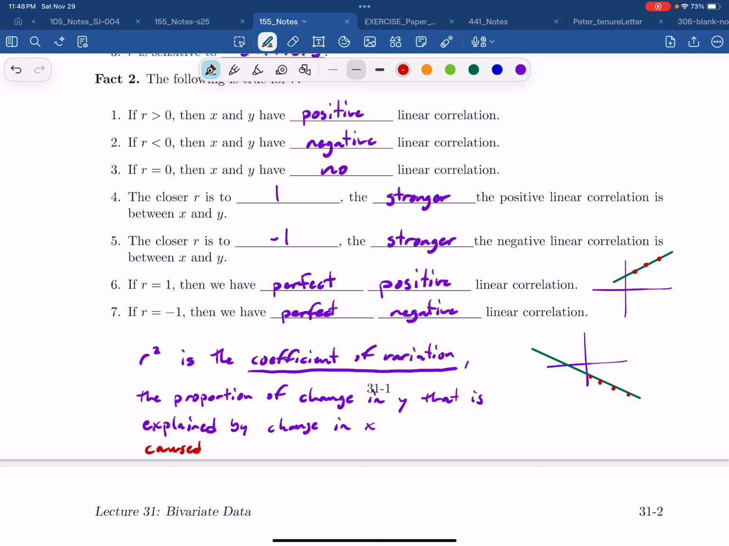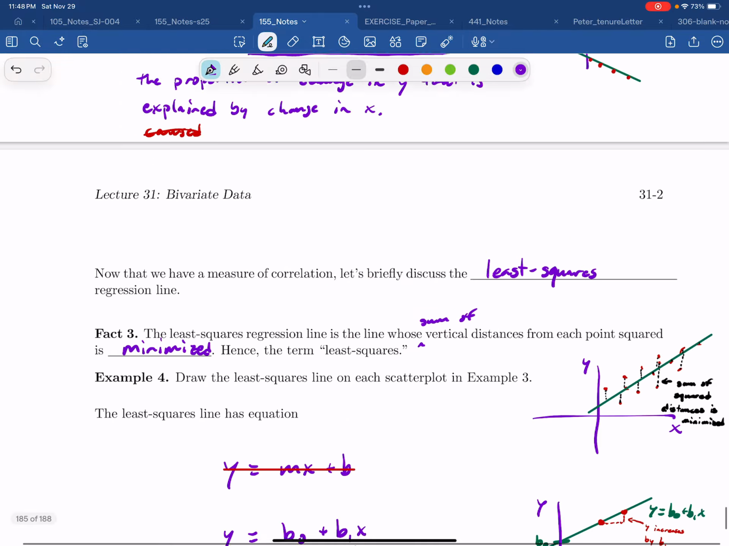Look, I tried to write the word caused and then it got crossed out, right? Because we don't know that there's a causational relationship between x and y, even if the correlation is strong. Even if r is 1, that does not mean there is a causational relationship between x and y. And we can go over a couple examples of that in class. But that's all we've got for right now.